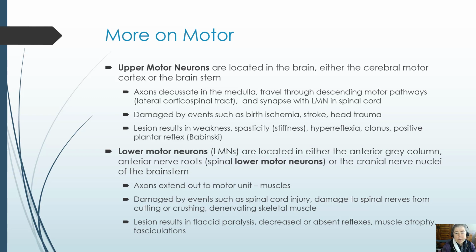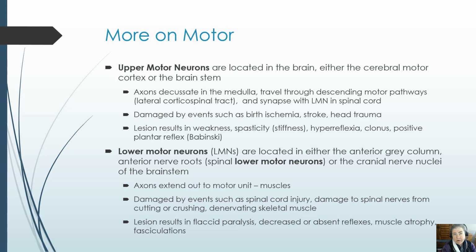When a lower motor neuron is damaged, it tends to be by events such as spinal cord injury. So if you break your back and have damage to the spinal cord, that is lower motor neuron damage. If you actually cut or crush a nerve originating from the spine, so say you have a deep laceration in the leg that severs the femoral nerve, that is a lower motor neuron injury, which denervates or takes away the nerve input to skeletal muscle beyond the injury.